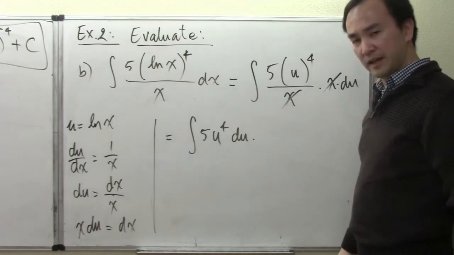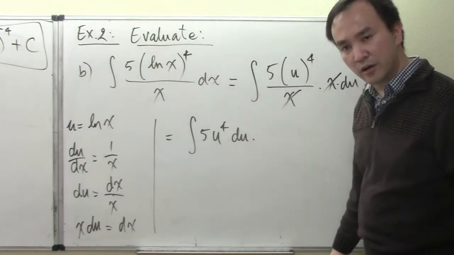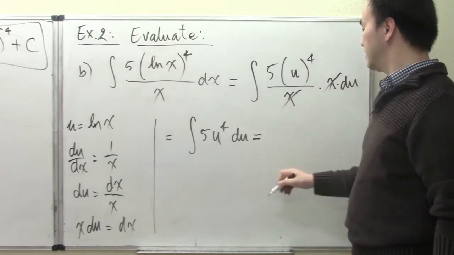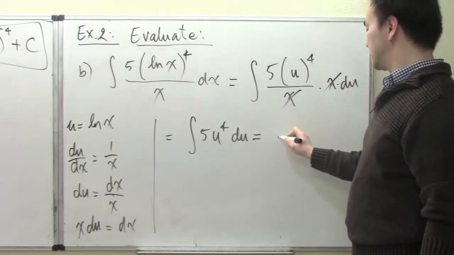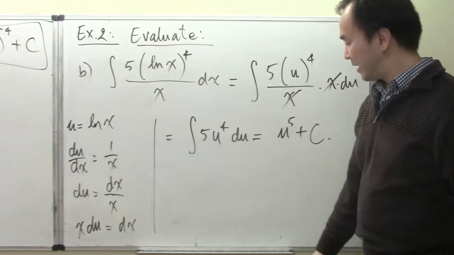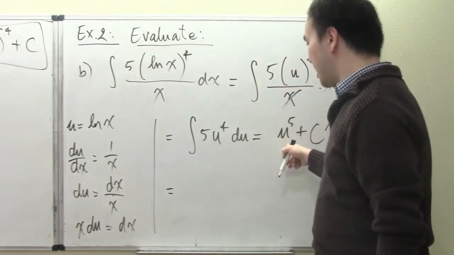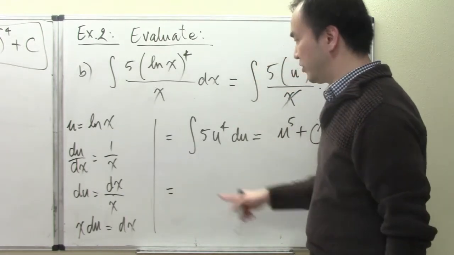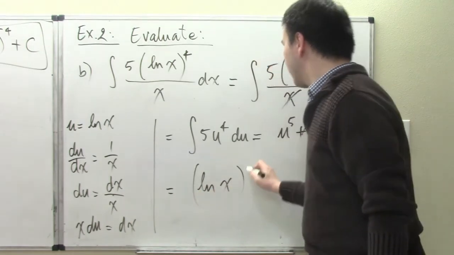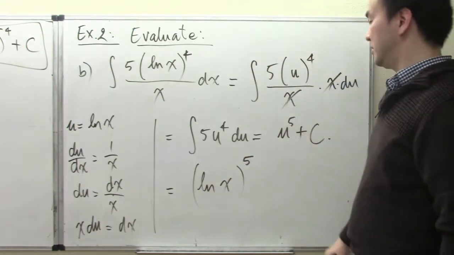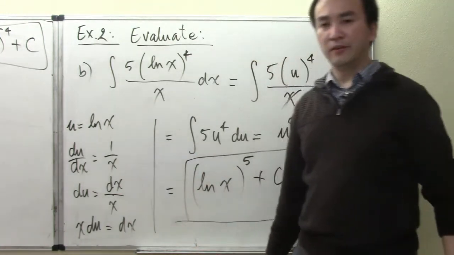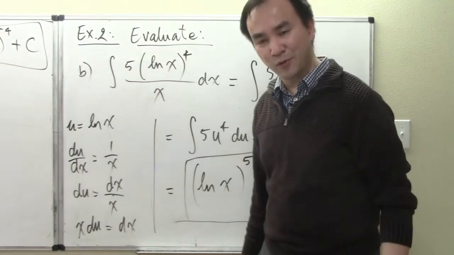And ask yourself this question: is this a trivial integral to carry on? Yes, it is so trivial. So the answer now has to be u to the 5th plus c. Okay, and we simply can't stop at the final answer in terms of u, so we have to bring back what that was. So natural log of x to the 5th power plus c. That's our final answer. And really at this point, this completes my example number 2 right there.